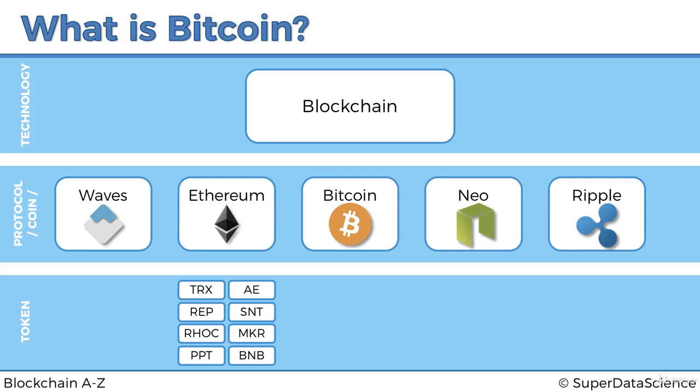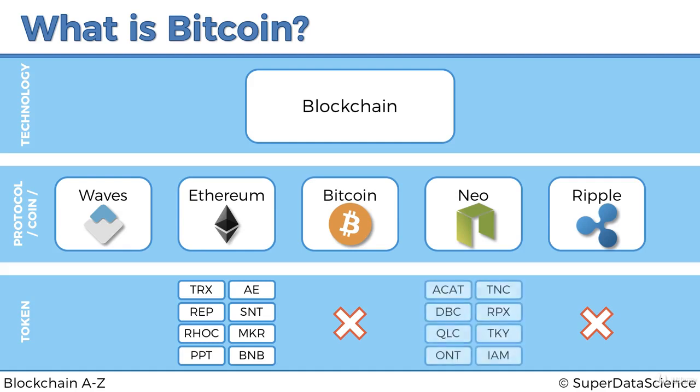For instance, Bitcoin has no tokens on it because it does not facilitate that concept of creating smart contracts, and therefore nobody creates tokens on Bitcoin. You just cannot do that. Ripple also doesn't have any tokens on it. Neo, on the other hand, has quite a lot of tokens. Neo is the up-and-coming challenger of Ethereum, and Waves has a couple of tokens on it as well.